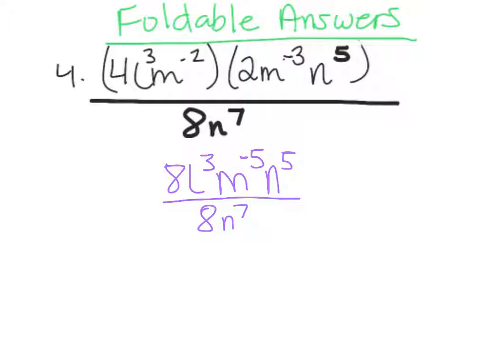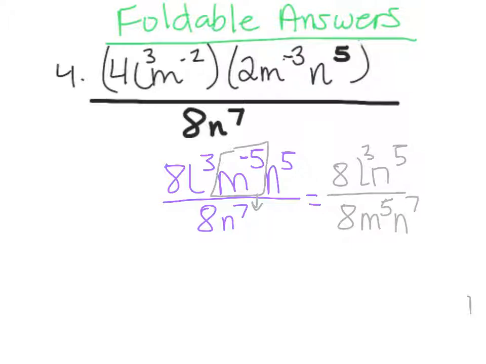Now the next thing I'm going to do is move my M to the -5 down to the bottom because I have to have positive exponents. So 8L to the third N to the 5th over 8M to the 5th N to the 7th. I just write it in alphabetical order, but you could put N to the 7th, M to the 5th, completely fine. So now all my exponents are positive, and I can simplify.